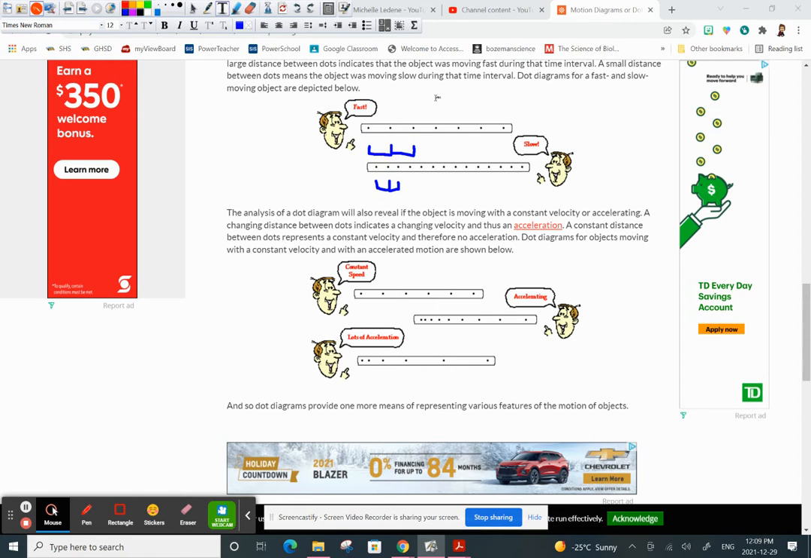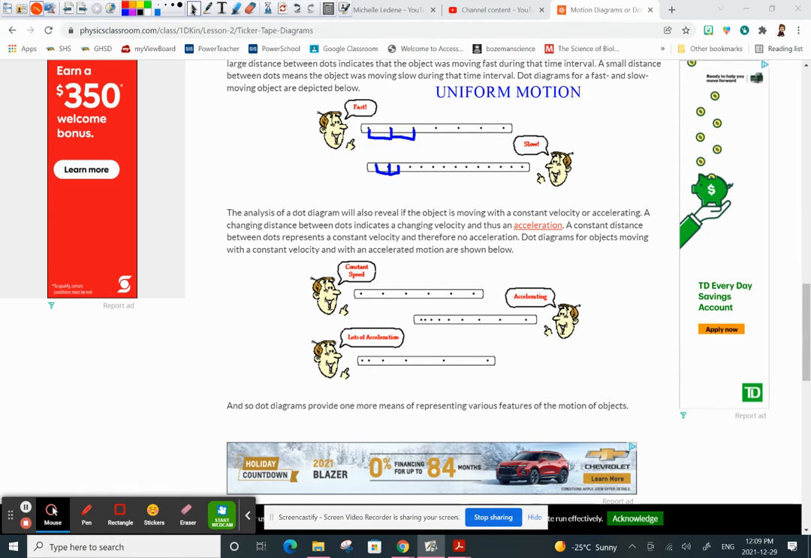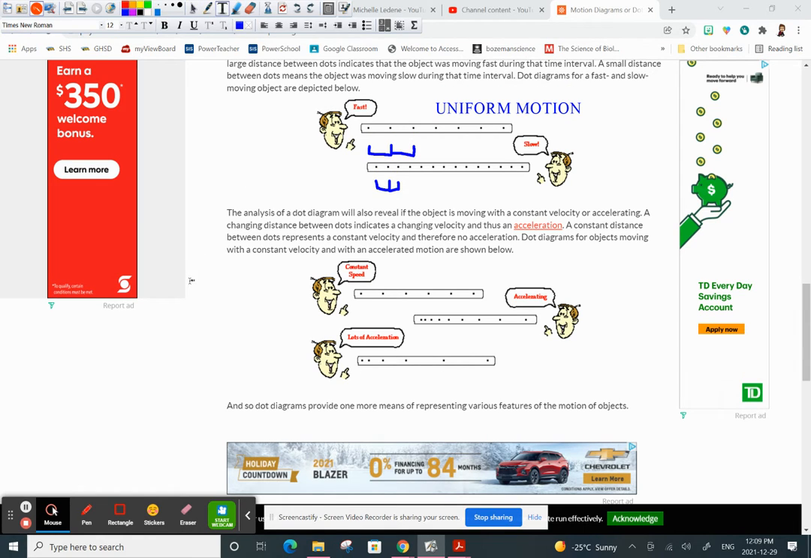So both of these are showing uniform motion. The dots are evenly spaced. Why is that? Because they're going equal distances in the same amount of time. We've got one going fast, one going slow. So what if it's not uniform motion? What do we expect to see if it's not uniform motion?